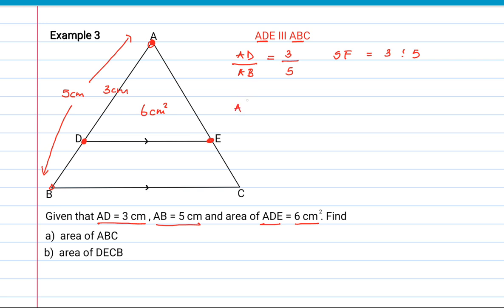So if I have my scale factor here, I then can calculate my area factor. So my area factor will be equal to 3:5 all of it squared. Then I find 9:25. So this one is the one that I'll be using to calculate the area that is required. So firstly the area that is required is ABC. So for me to find ABC is this one. It's this whole triangle, which is the big one.